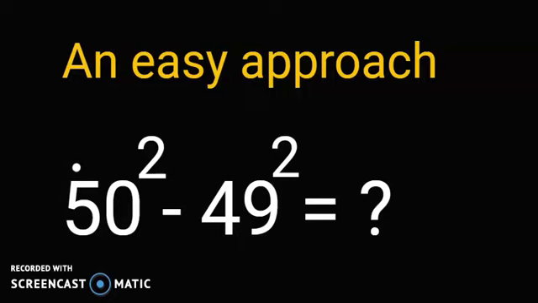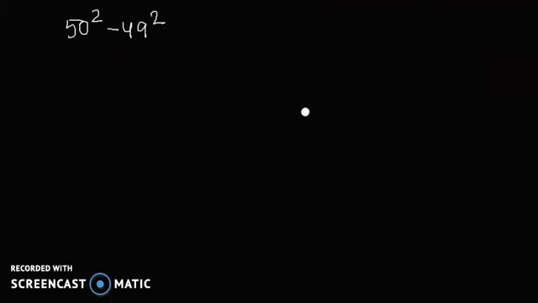This is today's question before you. We have to find the value of 50 square minus 49 square, and we are going to follow an easy approach to solve this question. So let us move to the next slide.